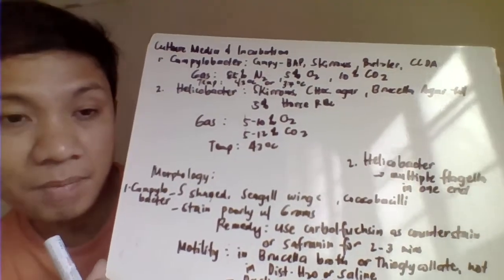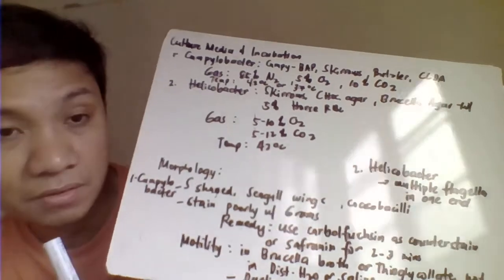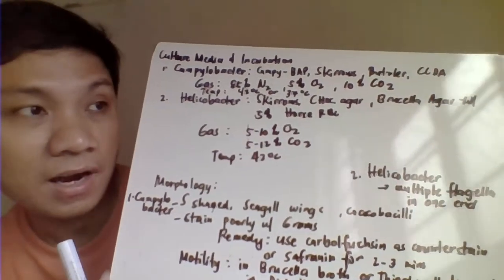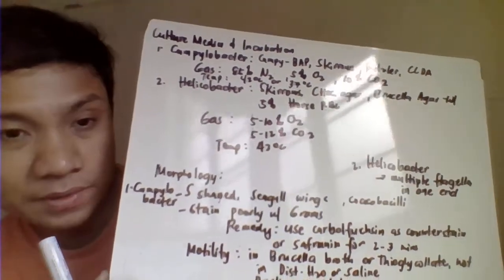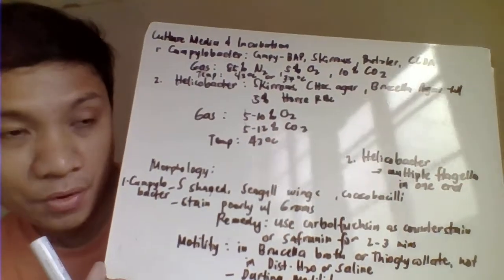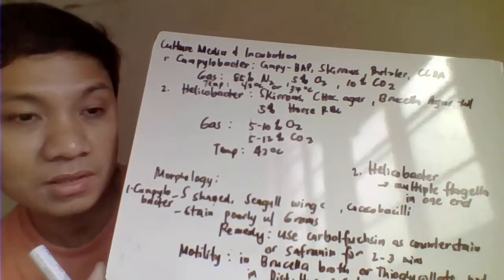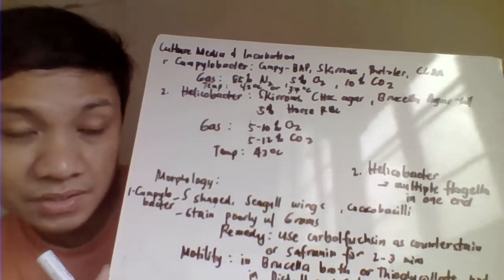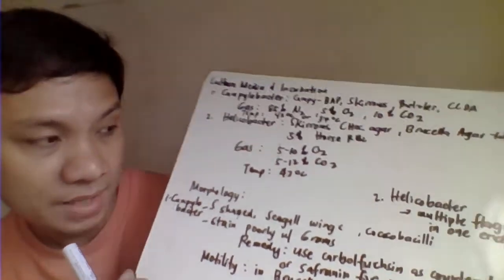Your Helicobacter pylori, on the other hand, with culture media for that, you can have your Skirrow, you can have your chocolate agar plus your Columbia or Brucella agar with 5% horse red blood cells. That one is able to grow at 42 degrees Celsius. But for the gas requirement, that's 5 to 10% oxygen and 5 to 12% carbon dioxide.